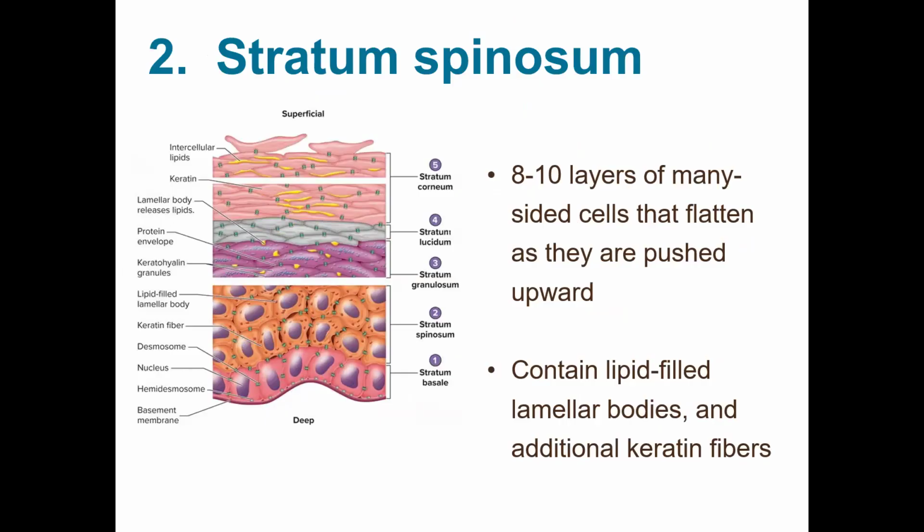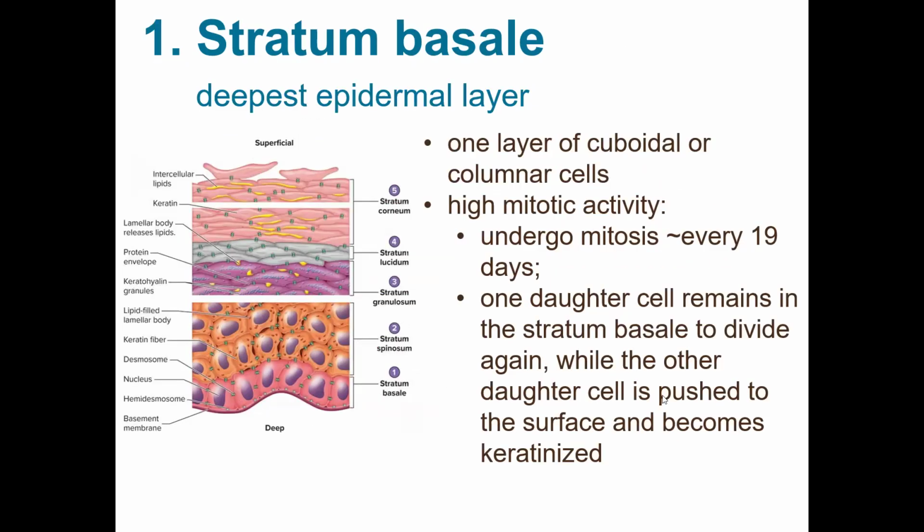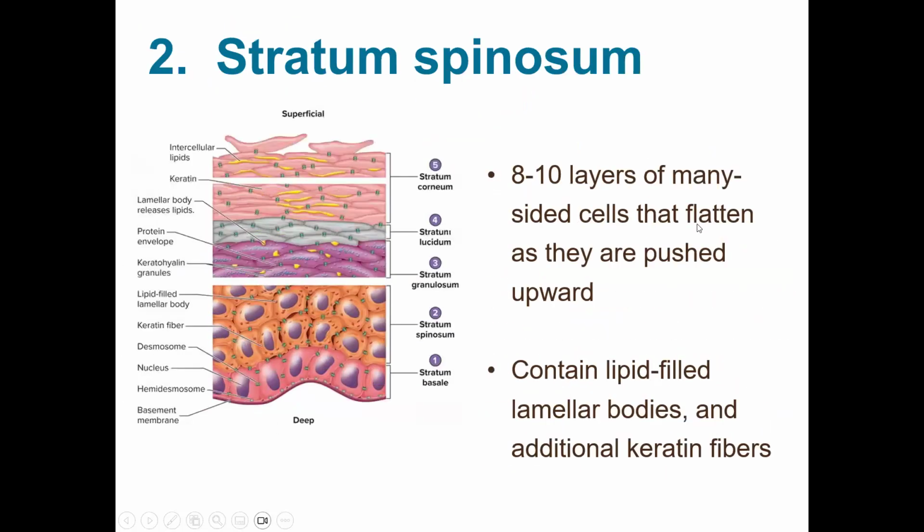Our next one is the stratum spinosum. And so this is going to have about 8 to 10 layers. Let me say this again before I move on. Keep in mind, these ones down here are more cuboidal or columnar shaped. And even though these ones at the bottom layer look more cuboidal or columnar, this is stratified squamous epithelium. So it's going to flatten out towards the top. Okay, so we have 8 to 10 layers, and this is where they're going to start to flatten out a little bit as they're getting pushed upwards by the other cells.